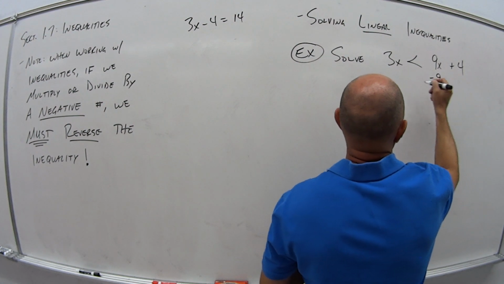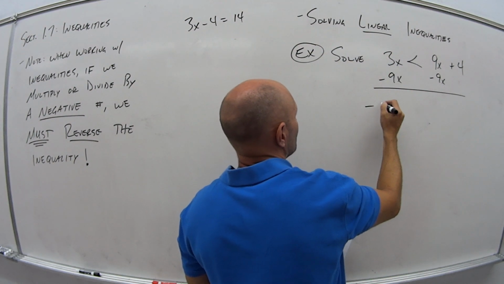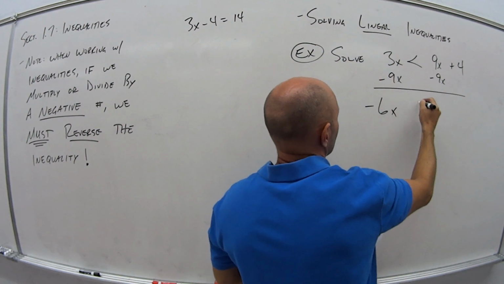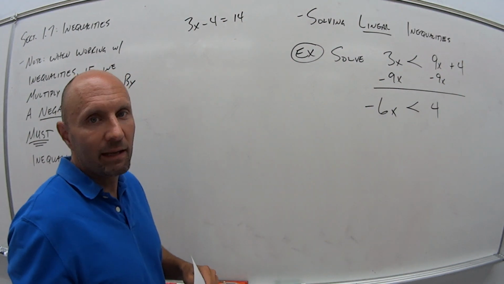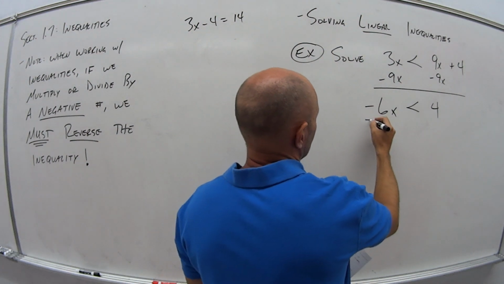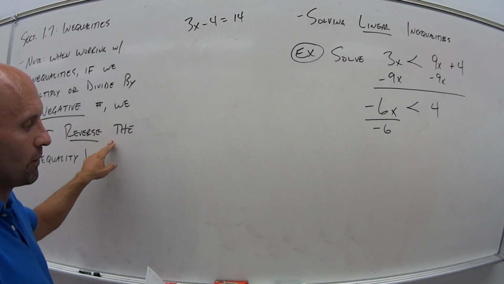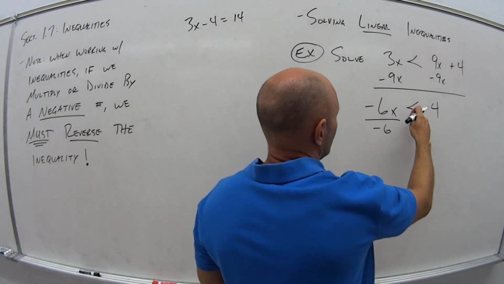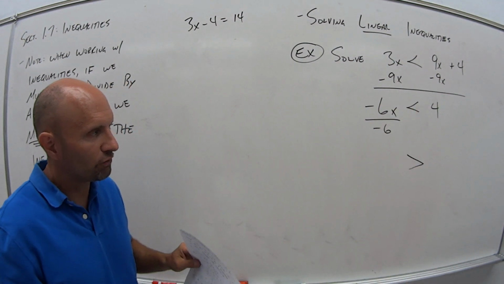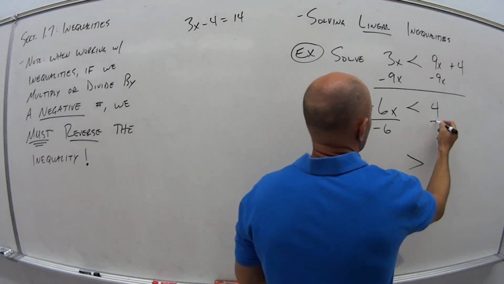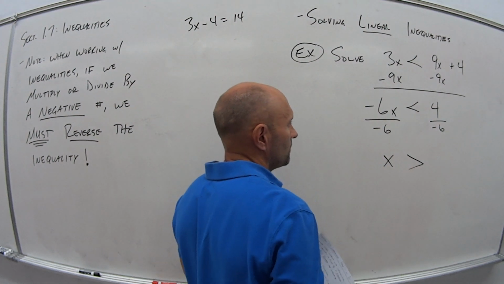So I'm going to subtract 9x from both sides. When I do that, 3x minus 9x is minus 6x is less than 4. To get x by itself, I have to do what? Divide by negative 6. Warning, dividing by a negative number. So that means what? Before I do anything, I'm going to switch this symbol. It's pointing to the left. Now it's pointing to the right. I switched it to make sure I didn't forget. Divide by negative 6. Negative 6 cancels, so I get x.